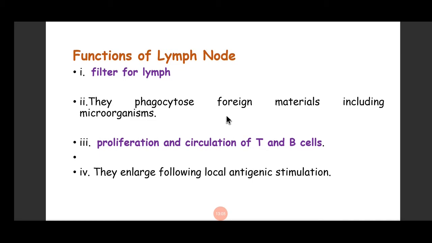It happens here. And whenever there is an infection, the lymph nodes receiving lymph from that area of infection become enlarged and painful. By this we can know there is some problem in the area. It can be an infection, it can be a malignancy. So they become enlarged if there is some kind of problem in their receiving area.